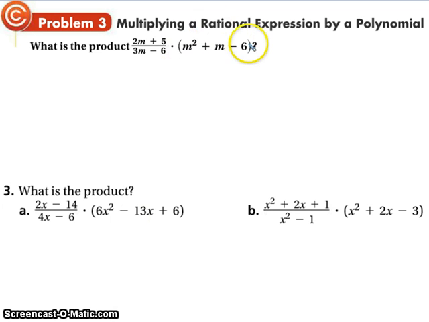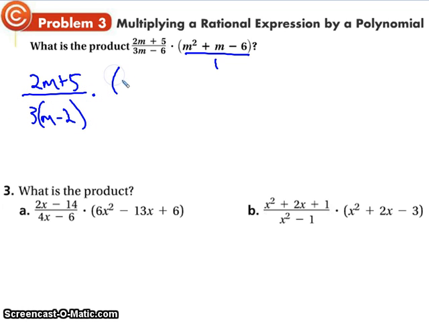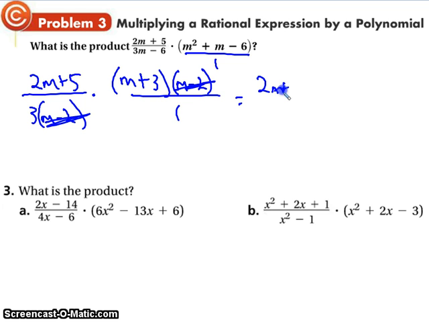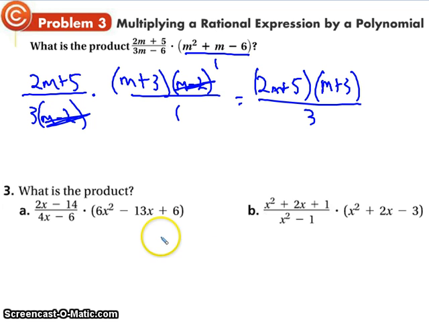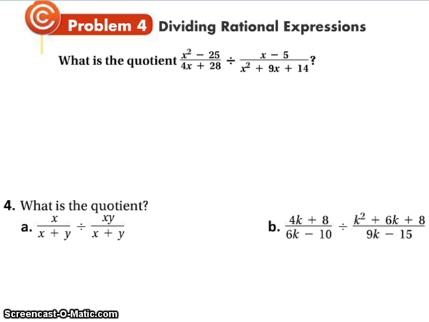Now we're multiplying by a polynomial. Just put it over 1. So we go through the process. This becomes m plus 3 times m minus 2 over 1. The minus 2's cancel, leaving us with 2m plus 5 times m plus 3 over 3. That's the process that we go through in order to do that one. Try those two. On to division.